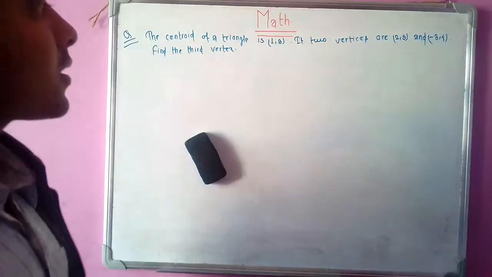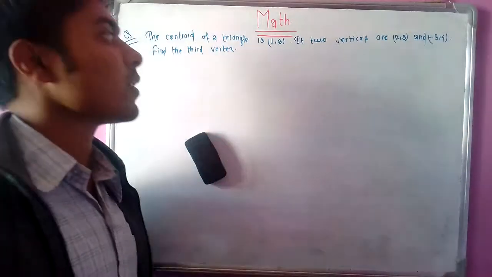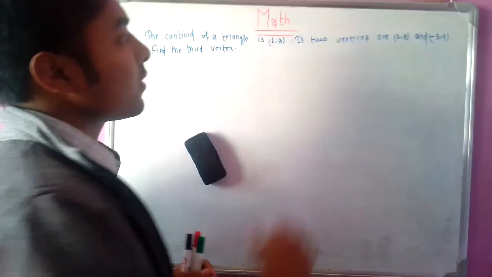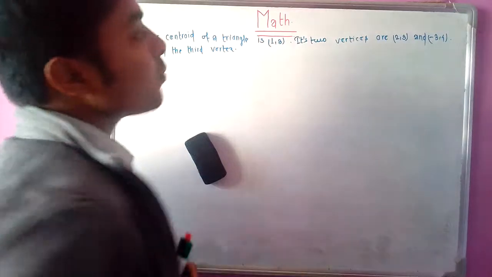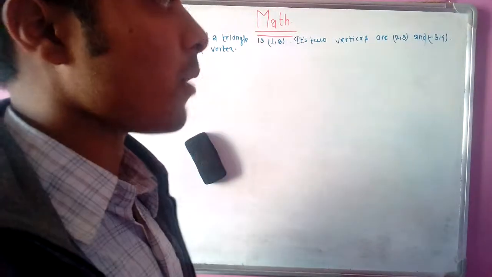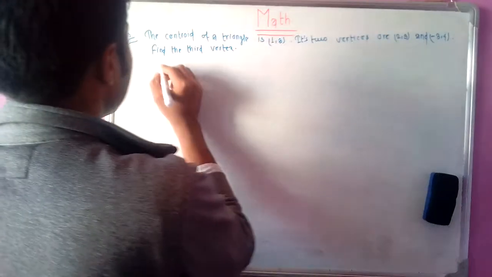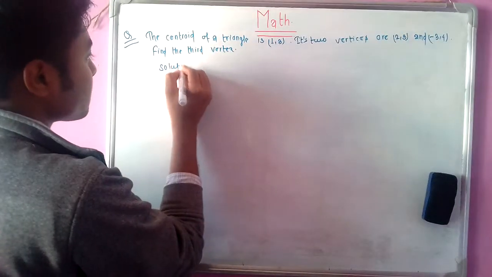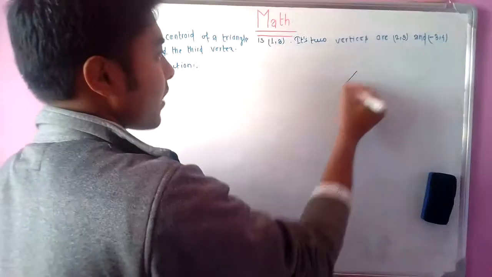The question is similar. The centroid of a triangle is (1, 3) and its two vertices are (2, 3) and (-3, 4). Find the third vertex. Here we are given the centroid, and we have to find the third vertex of the triangle.